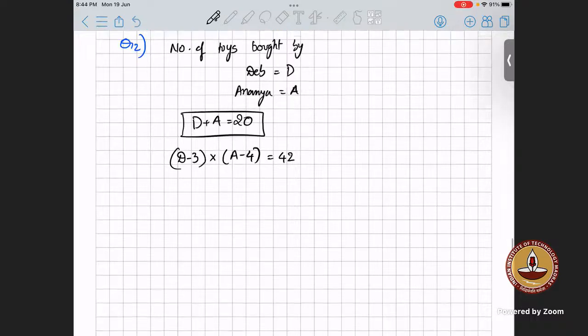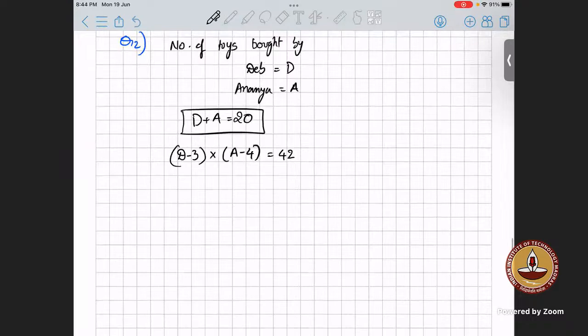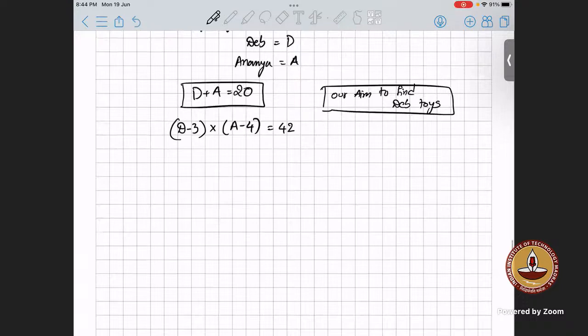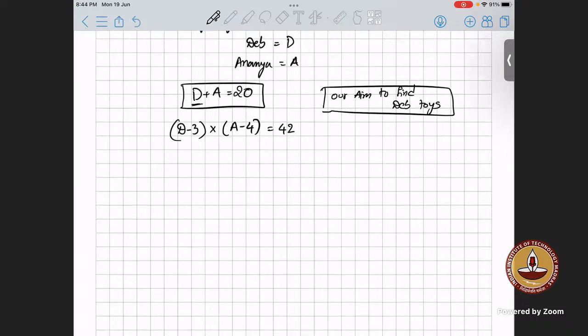Look, our aim is to find Deb's toys. Let us assume Deb initially has X toys. Replace all the D with X. X plus A equal to 20 and X minus 3 into A minus 4 equal to 42.